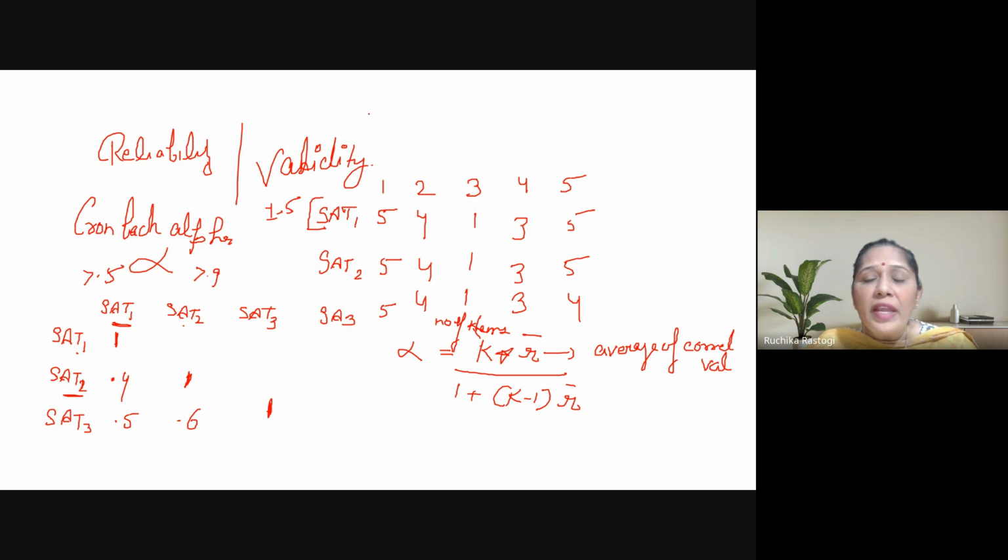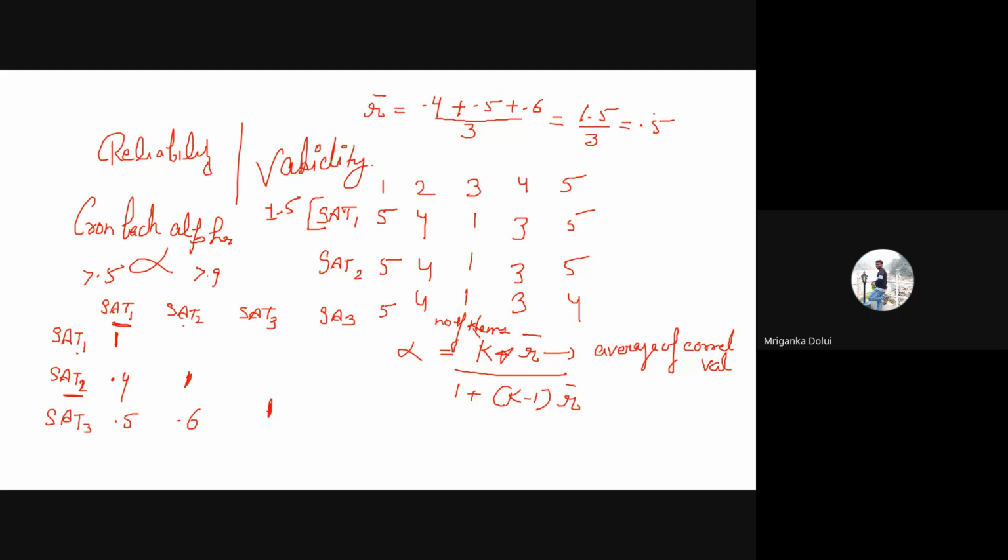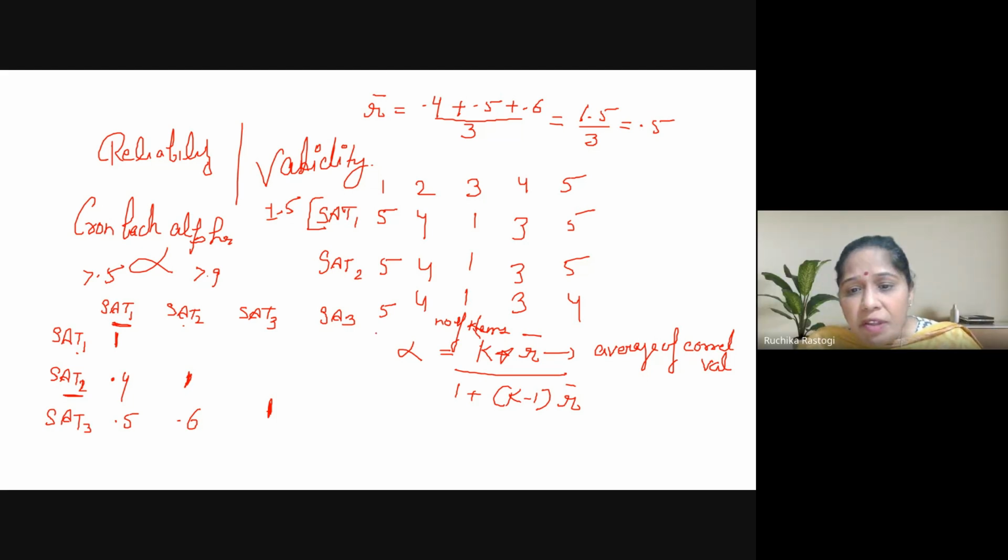Now, if I calculate the R bar, what can be the average? The values are 0.4 plus 0.5 plus 0.6 divided by 3. What should come? 1.5? It should come 1.5, is it? Yes ma'am. What should be the answer? It should be 0.5. Is it okay?